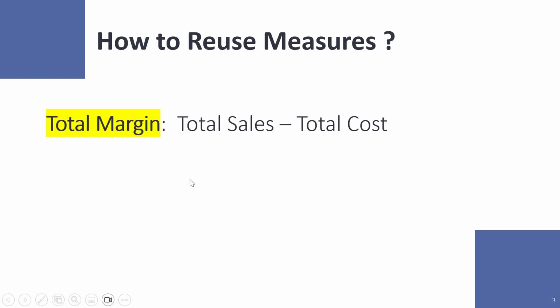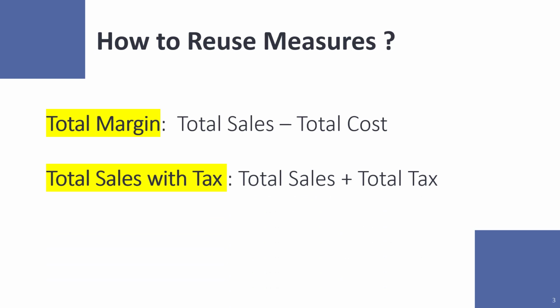The first one is the total margin. The definition of this measure is total sales minus total cost. Since we are going to have the total sales and total cost as measures, we just reuse them instead of rewriting the formula. Similar thing for the total sales with tax. We are going to reuse total sales and total tax together. Now let's switch to Power BI to show you how to create these 5 measures.